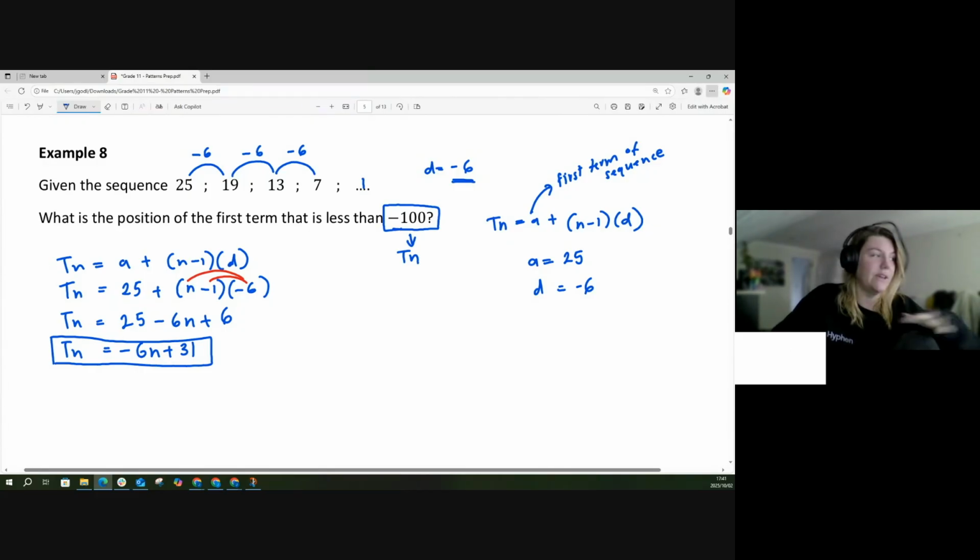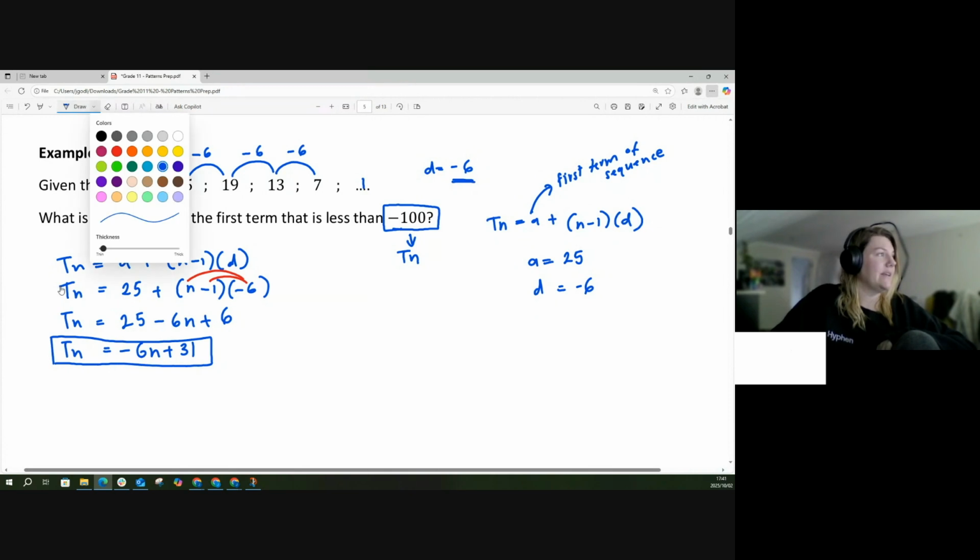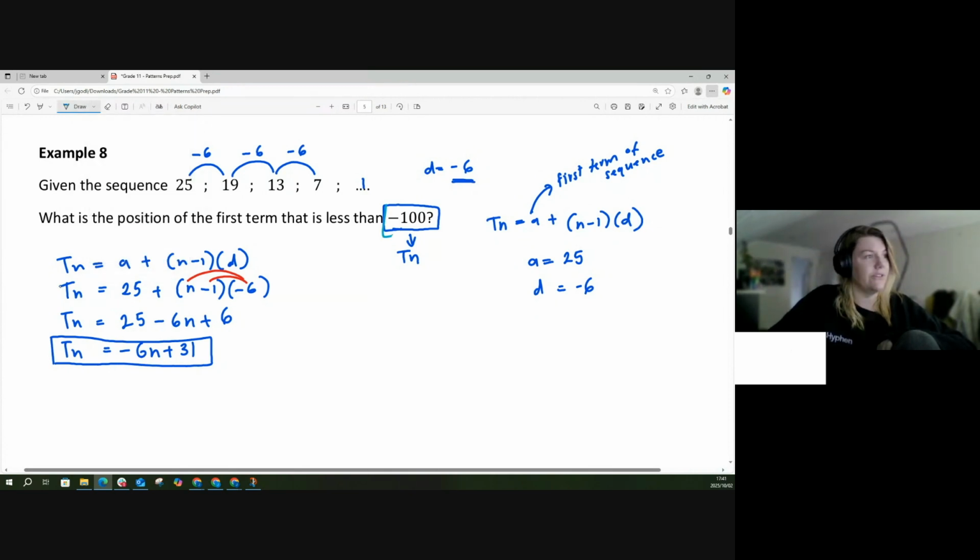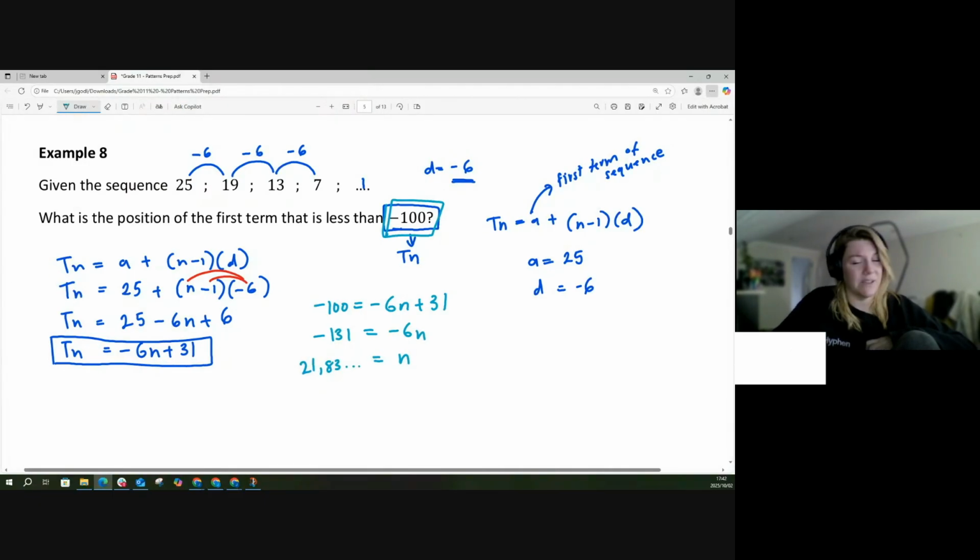Cool. Now we can start playing with this negative 100. Let's sub that in. We're going to make the Tn negative 100. Negative 100 is equal to negative 6n plus 31. So negative 131 is equal to negative 6n, which means that n would be 21,83 something, something, something. Some funny number.